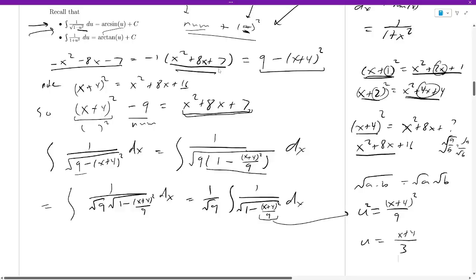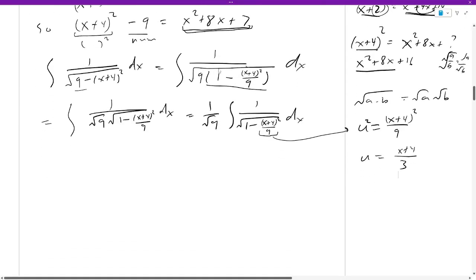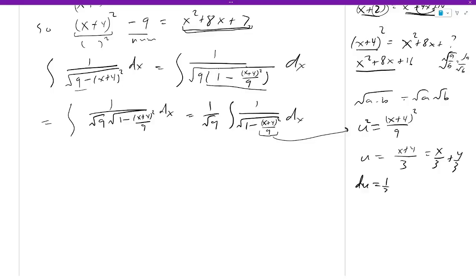I want to do it this way because when I do a u sub, I usually need the u equals so that then I can write du, right? Let's do that. Remember, I can split the fraction up, x over 3 plus 4 over 3. So the constant that's on the x is really 1/3, and then I'll have dx. The 4/3 goes away.